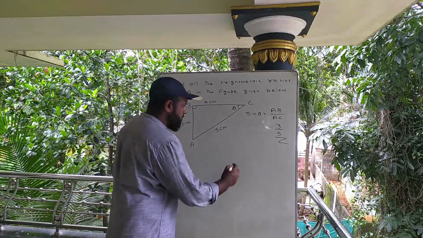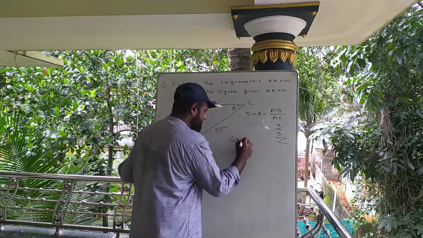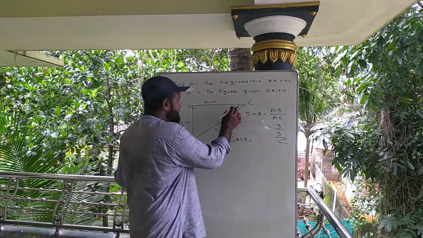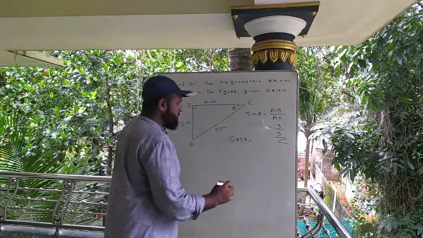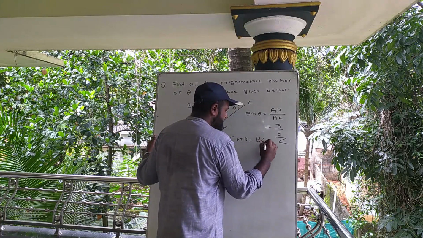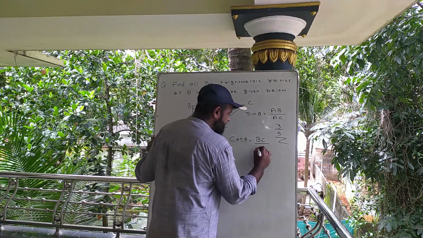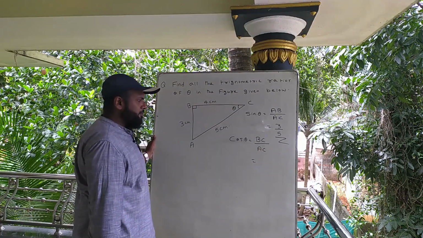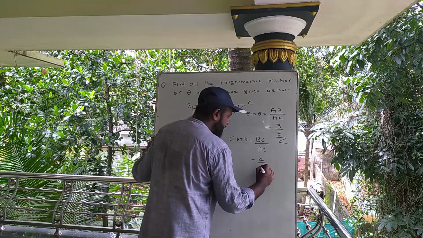Let us find what is cos theta. Cos theta equal to adjacent side of theta divided by hypotenuse, that is here side adjacent to theta is BC divided by hypotenuse. What is the hypotenuse here? Here the hypotenuse is AC. So, cos theta is BC by AC equal to 4 divided by 5.